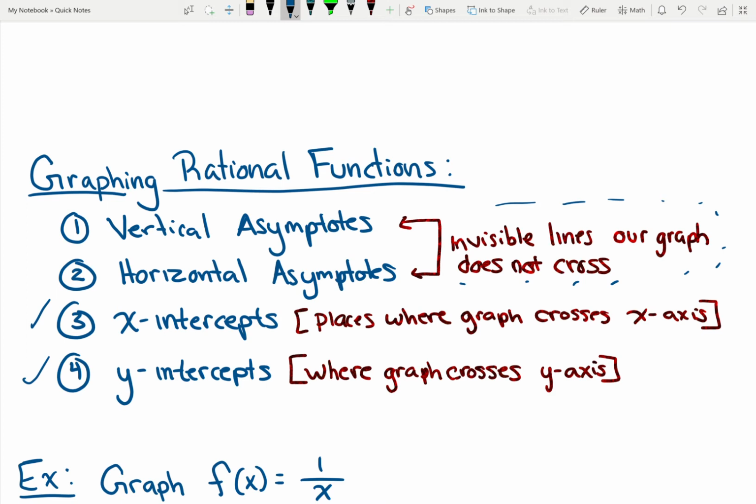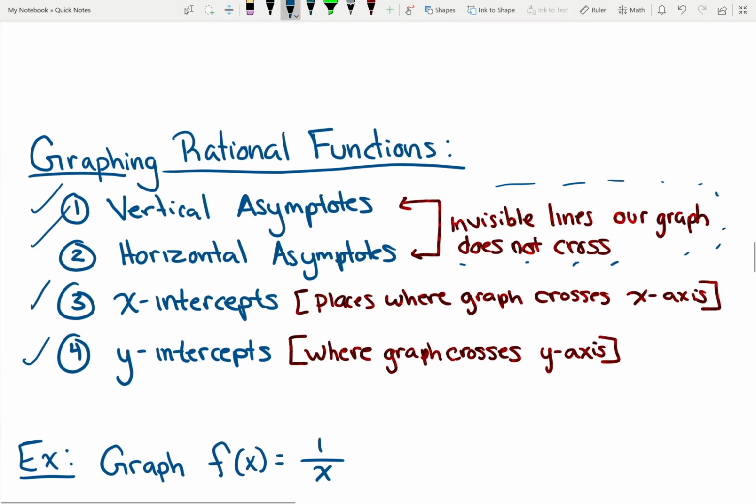We know this, right? So what we're going to be doing is being given a couple of functions, and our goal is to graph these rational functions without using a graphing calculator or anything like that. We're just going to use these four clues to help us before we start plugging in numbers. All right, so let's go ahead and look at the first one.